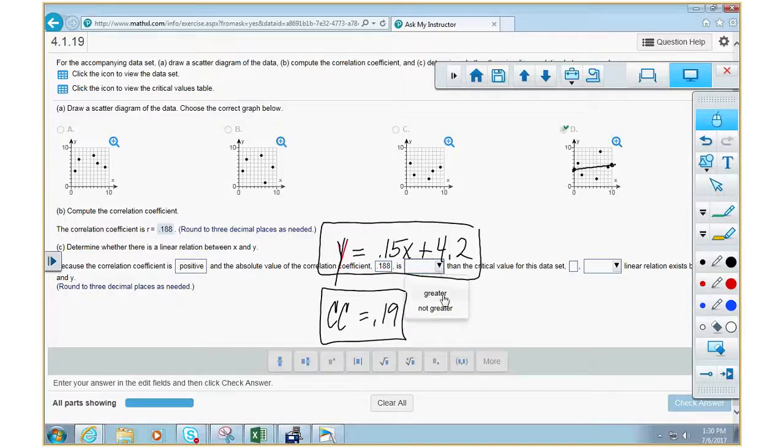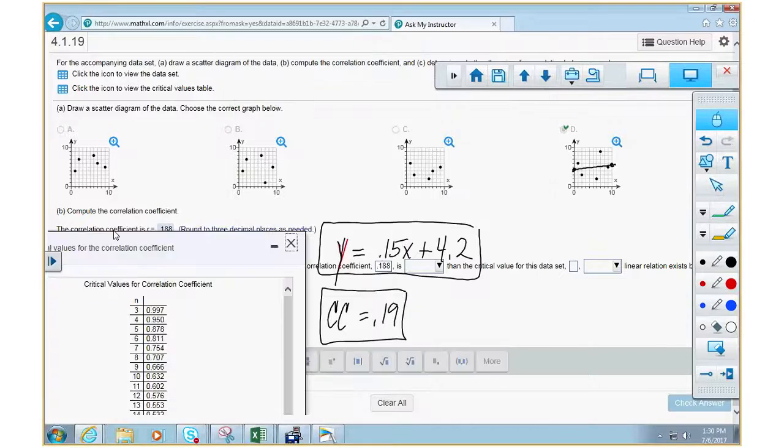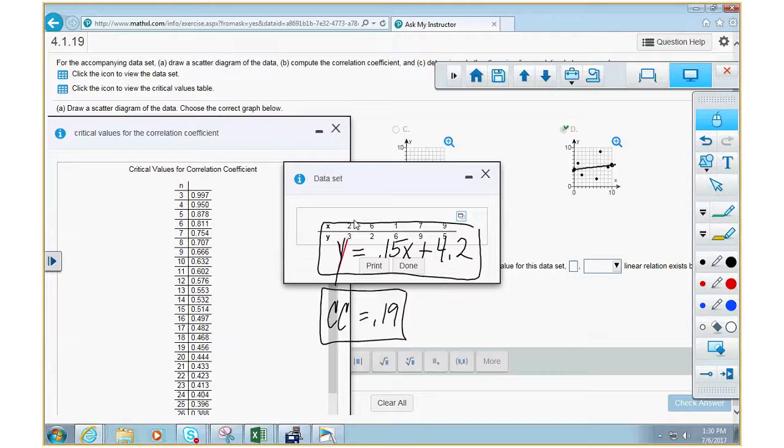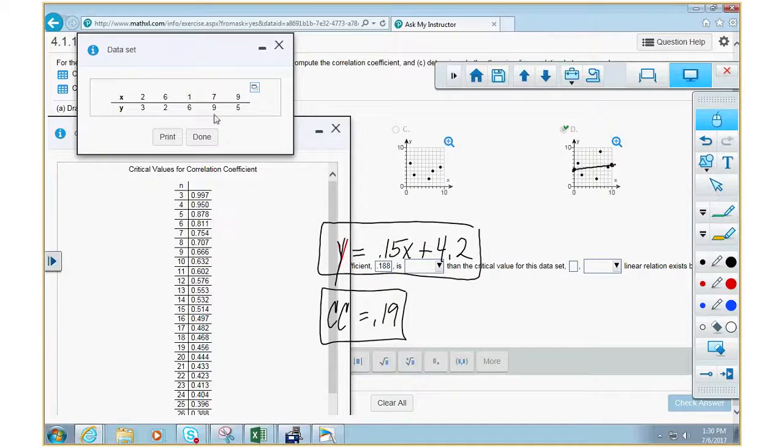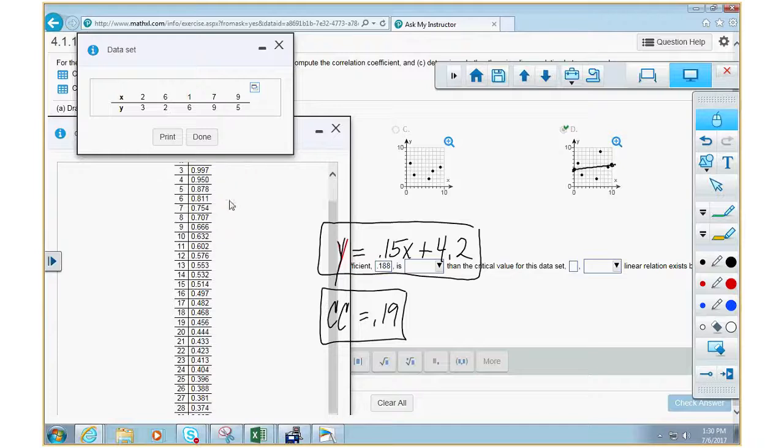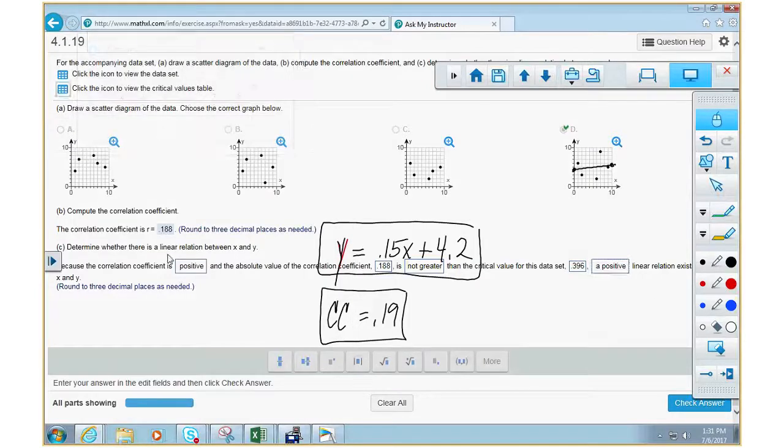Is it greater than the critical value? Okay, they want you to look up the critical value. I don't even know. Okay, what is N? In this case, somebody add up, what's N? N is 3, 2, 6, 9, 9 and 5. 9 and 6 is 15, that's 20, 22, 25. 25 is 0.396, so it's less than, not greater than the critical value for this data set. I guess they want 0.396? And a positive linear relation exists. I have no idea what the rest of it asks for. I guess that's it.